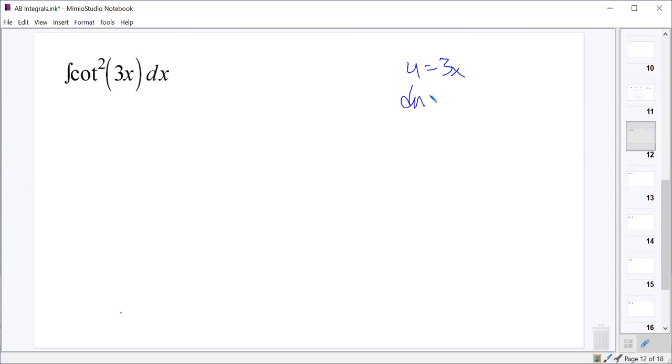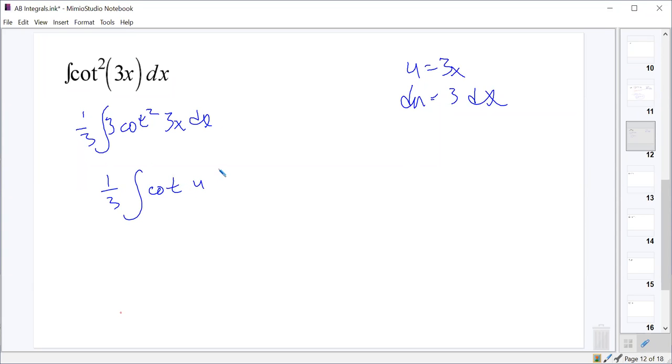U equals 3x, du is 3 dx, which means we'll put a 1/3. We'll put a 3. And we can then make this 1/3 the integral of cotangent squared u du. Everybody good with that? Oops. Yeah, I said cotangent squared.